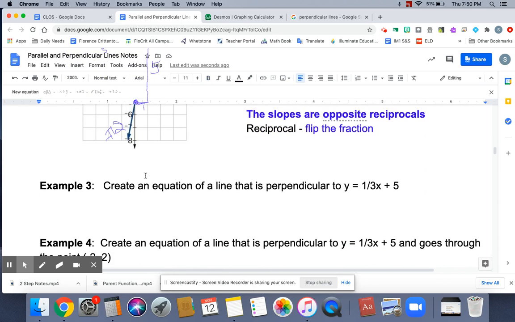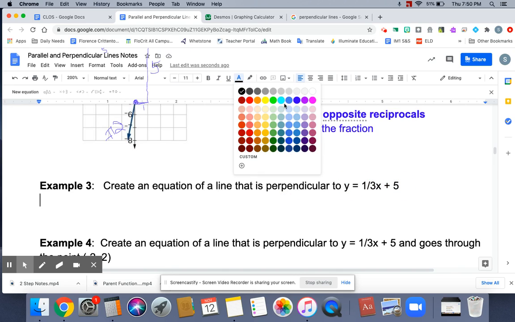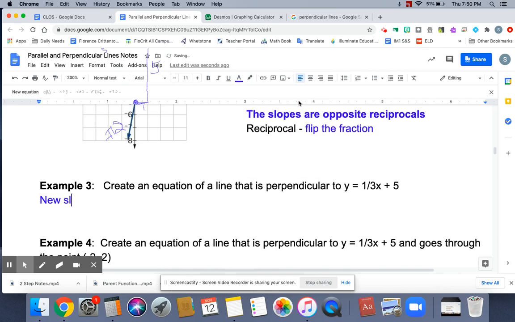Which means if they say create the equation of a line that's perpendicular to this equation, what the word perpendicular tells me is that my new slope is going to be the opposite reciprocal of 1/3.